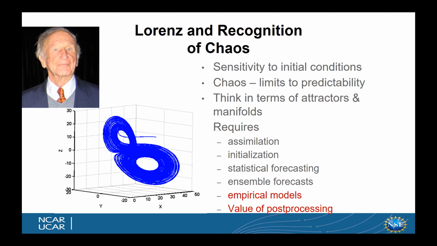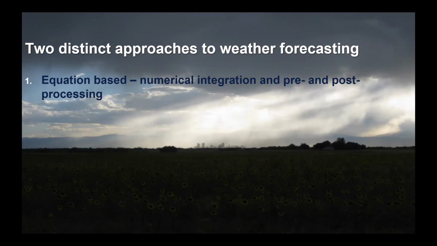We also started to think in terms of statistical forecasting being a way forward: ensemble forecasts so that we can quantify the uncertainty due to this lack of predictability, building empirical models, and post-processing. And AI became a part of all of those. So that has really led to a change in how we think about forecasts, and an opening to go back to observations and data, and really have two approaches to weather forecasting.